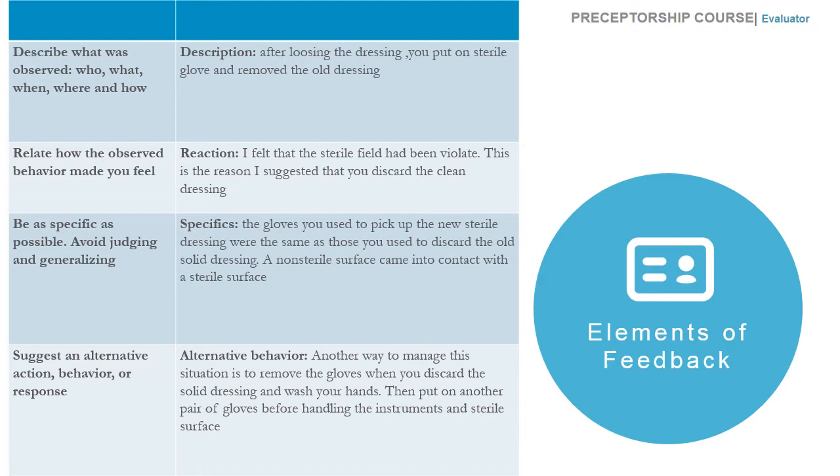The elements of feedback. The feedback should describe what was observed, and answer all the questions of who, what, when, where, and how. Relate how the observed behavior made you feel. Be as specific as possible, and avoid judging and generalizing. Suggest an alternative action, behavior, or response.